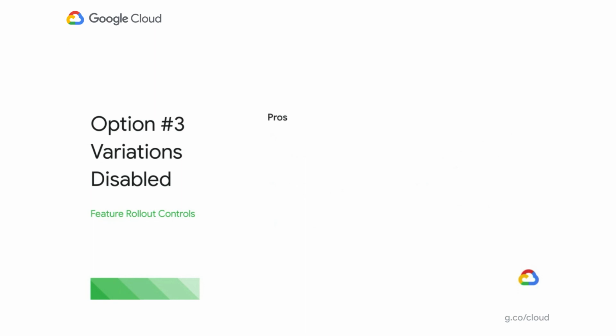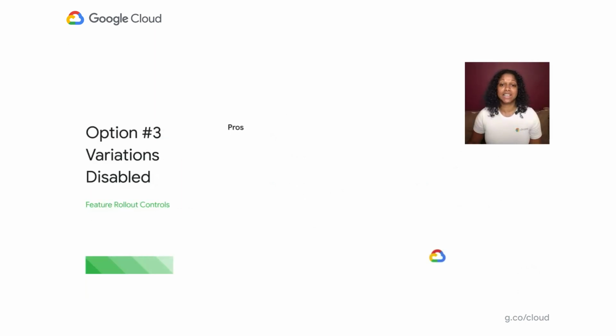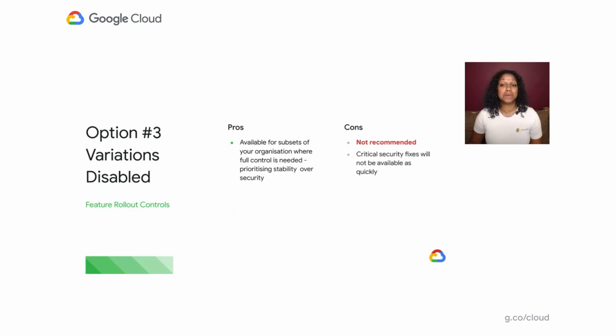The third option for Chrome variations is to disable them altogether. This option is available for subsets of your organization where full control is needed. Situations where you need to prioritize stability over security. Generally speaking, this option is not recommended because, as with the previous option, new features will appear all at once, which broadens the impact of incompatibilities. And any issues you discover, not just minor issues, may have to wait for a new version of Chrome for a fix.